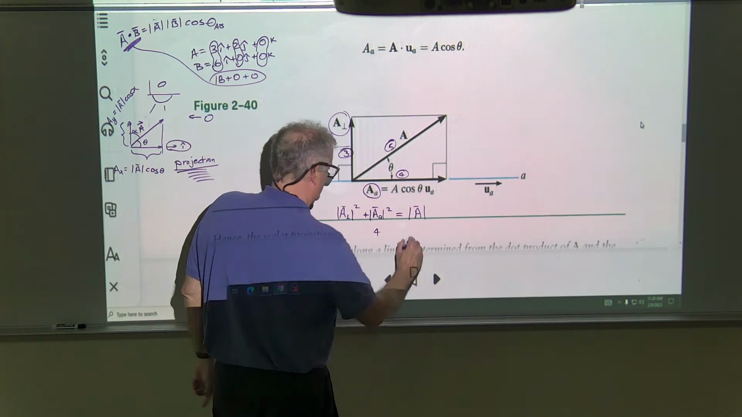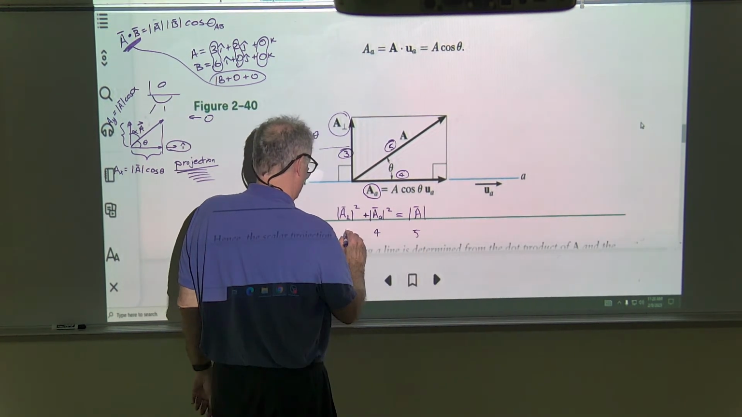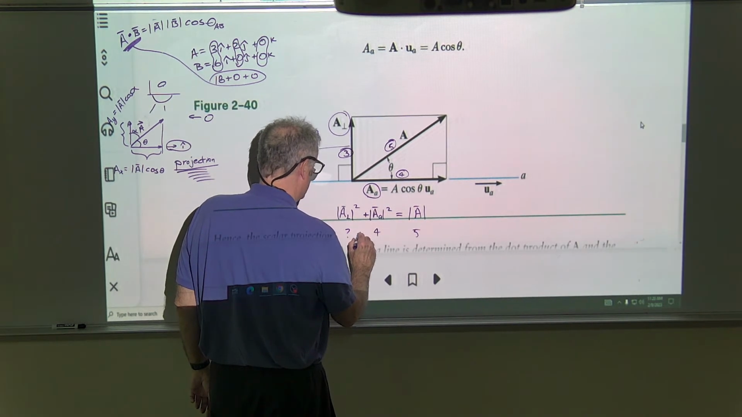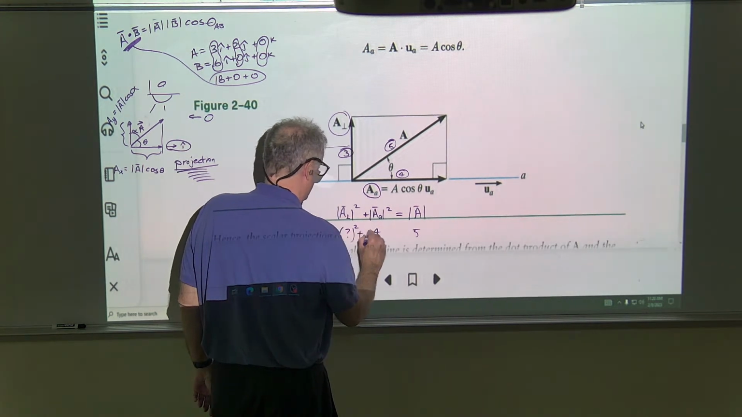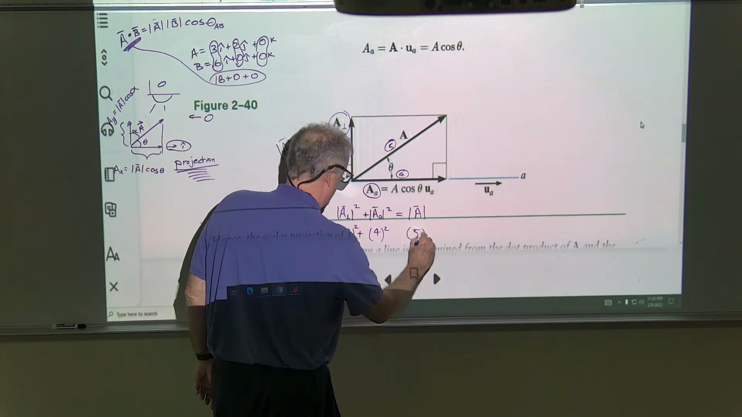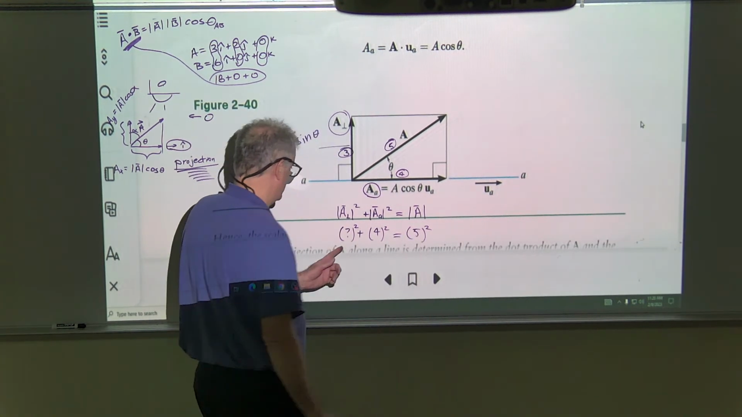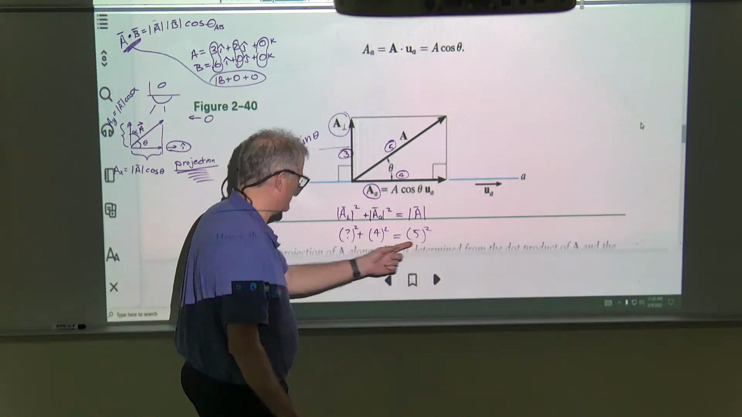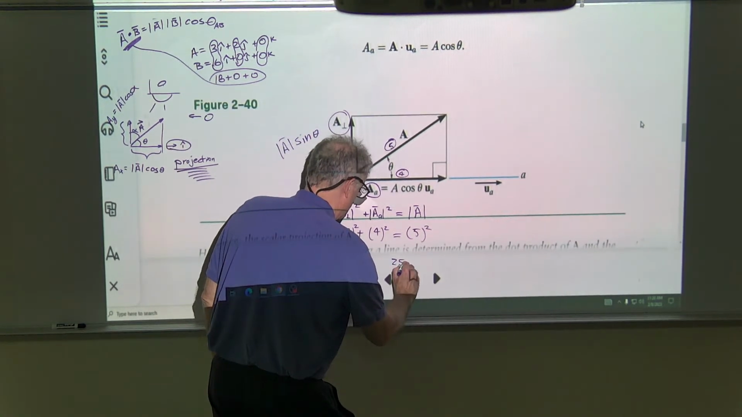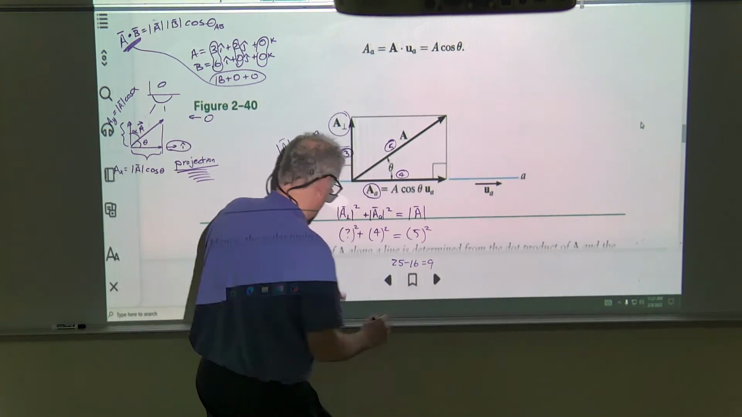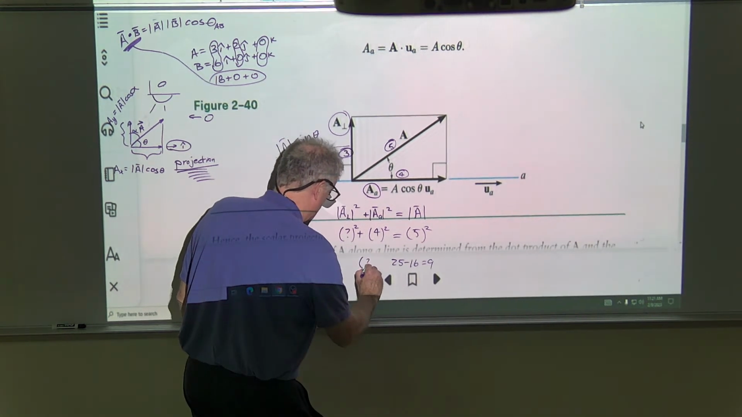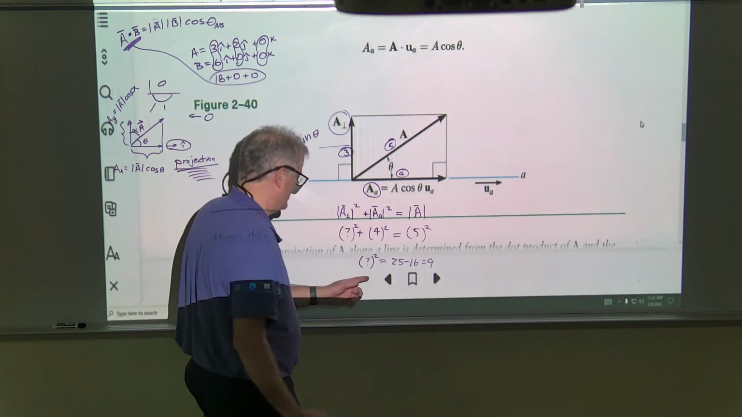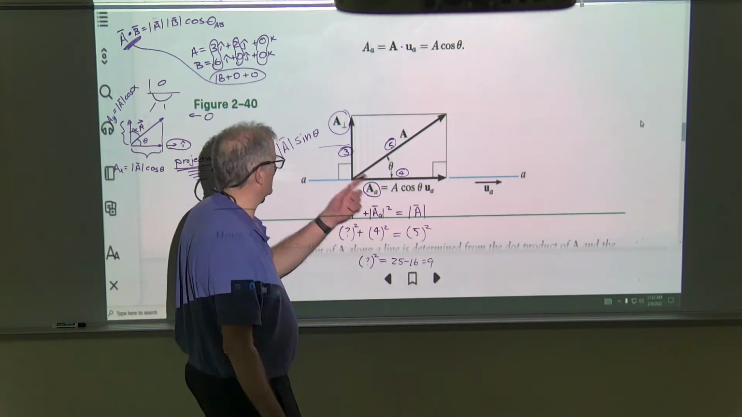I know this. How would you find that? Now, you already know this. So you already know it's 3. 3, 4, 5. But if you take 25 minus 16, you get 9, and you have something squared is equal to that, which tells you back that it's 3.